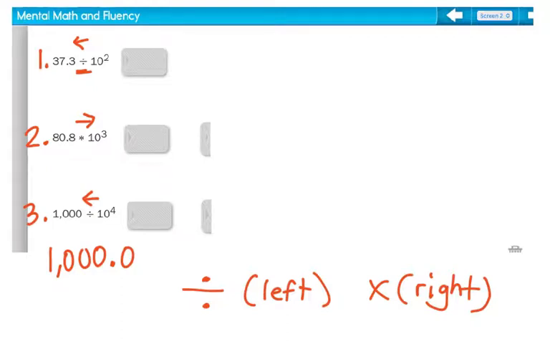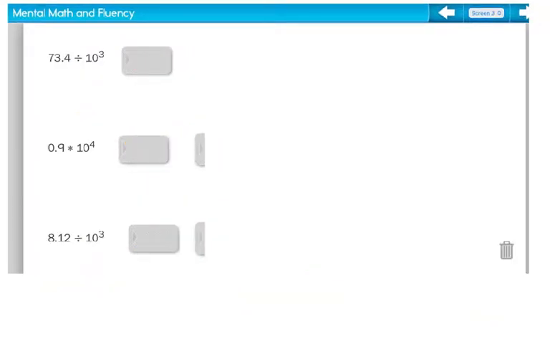Moving to the left 2 places would give me 373 thousandths. Moving to the right, 1, 2, 3, I have to add in 2 zeros. 80,800. And moving 4 places to the left, 1, 2, 3, 4. Do you know that 1/10 is the same thing? You can take off those zeros. It doesn't change the value. All right, I'm going to skip that one.